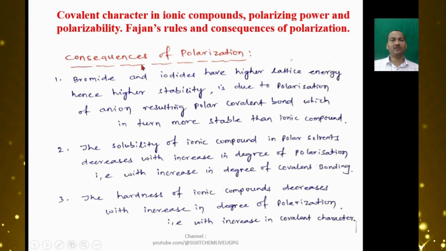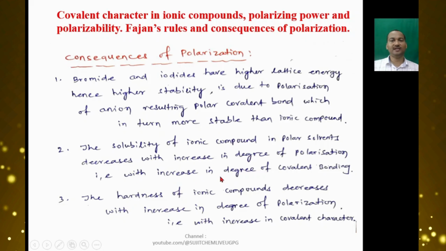So let's talk about consequences of polarization. So usually bromide and iodide have higher lattice energy, so hence higher stability. And this is due to polarization of anion resulting in polar covalent bond, which in turn is more stable than ionic compound. The solubility of ionic compound in polar solvents decreases with increase in degree of polarization.